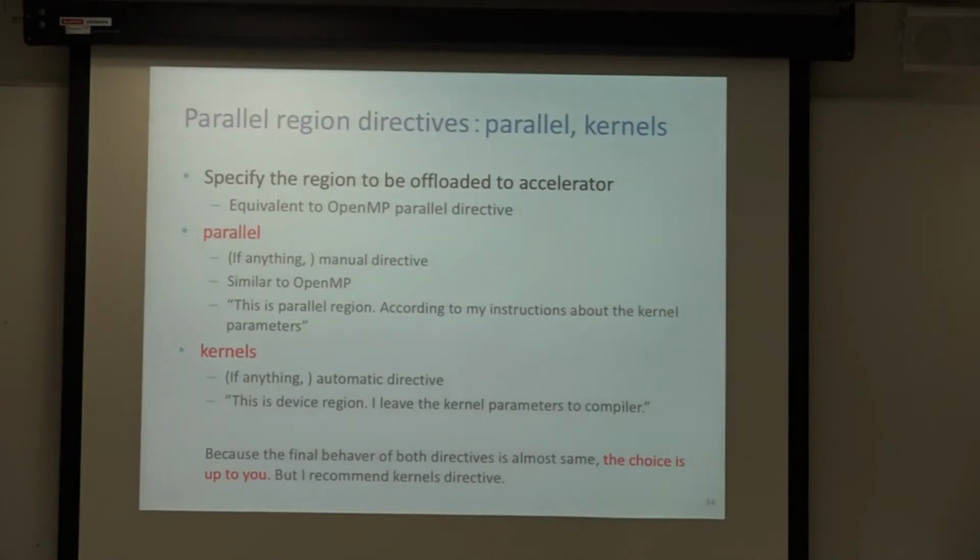This is a parallel region where I give instructions about the kernel parameters. So this is the parallel directive. The kernels directive is more automatic. This is a device region, and I leave the kernel parameters to the compiler. That is the kernels directive. But the final behavior of both directives is almost the same, so the choice is up to you. But I recommend the kernels directive. It is easy to use.